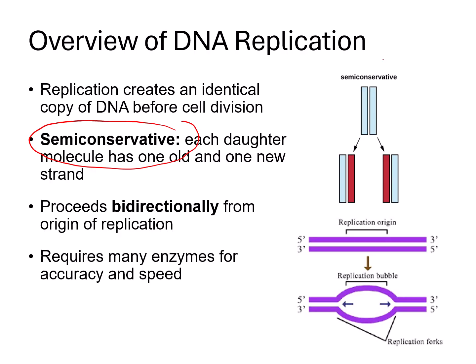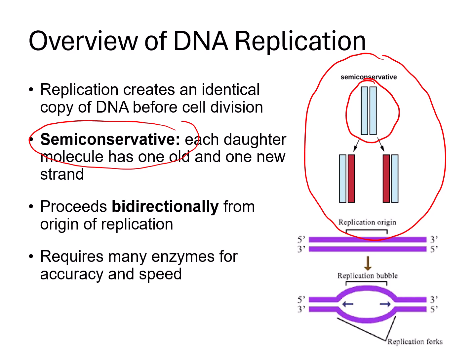So I see that over here in this image right here. So this is the original double-stranded DNA molecule, the parent DNA, and then here are my two daughter DNA molecules. For each one, I can see it's composed of an old strand as well as the new strand in red.